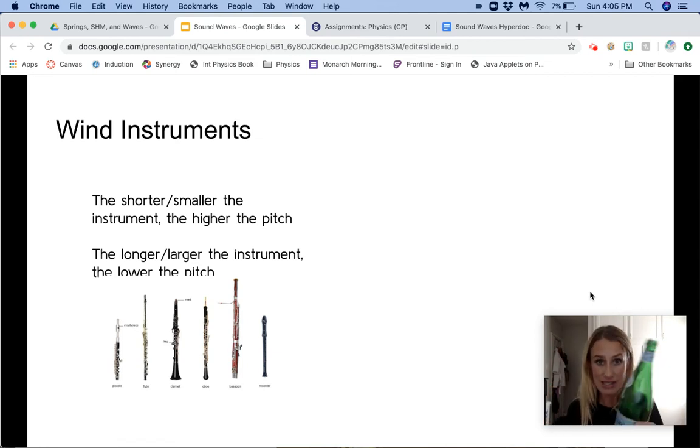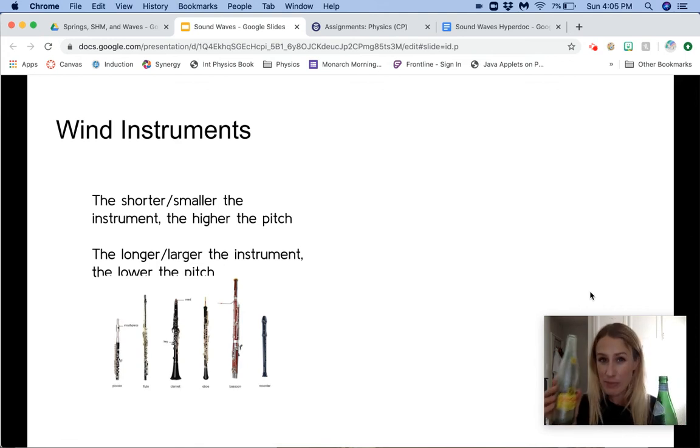So if I blow into these over the top, it's a low pitch sound. That's a little bit of a higher pitch sound, okay, because this bottle is smaller.